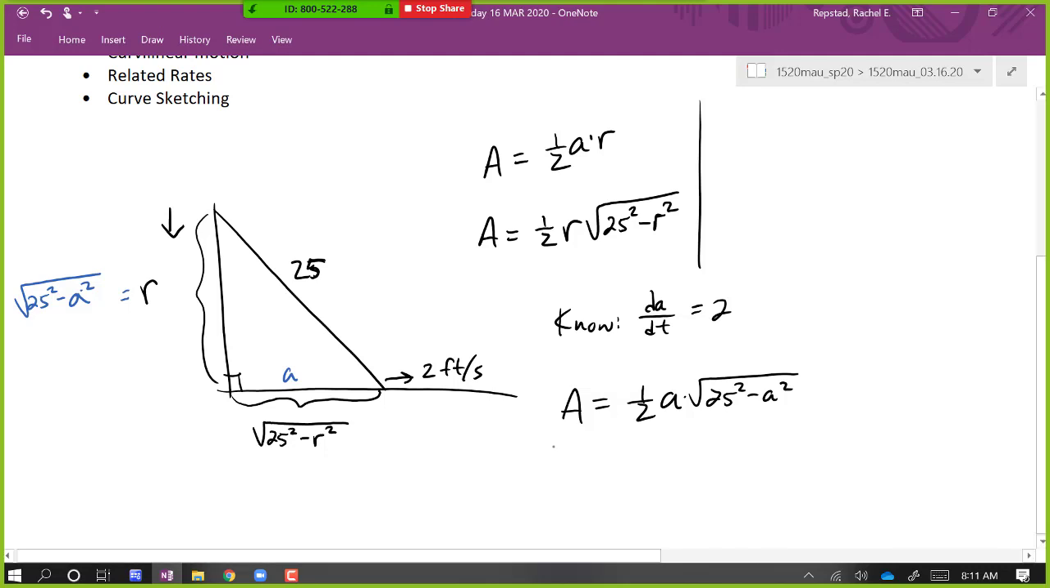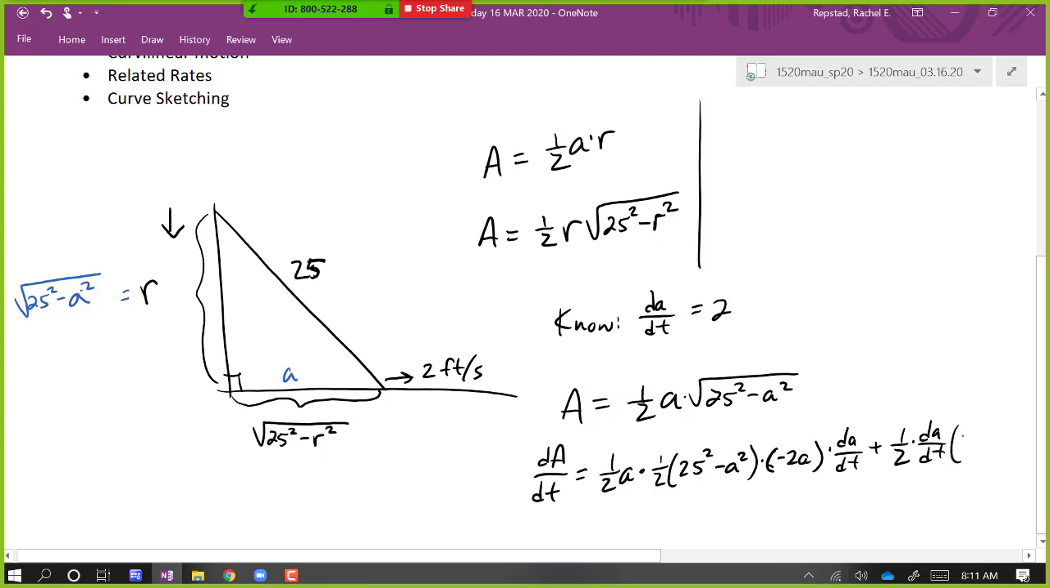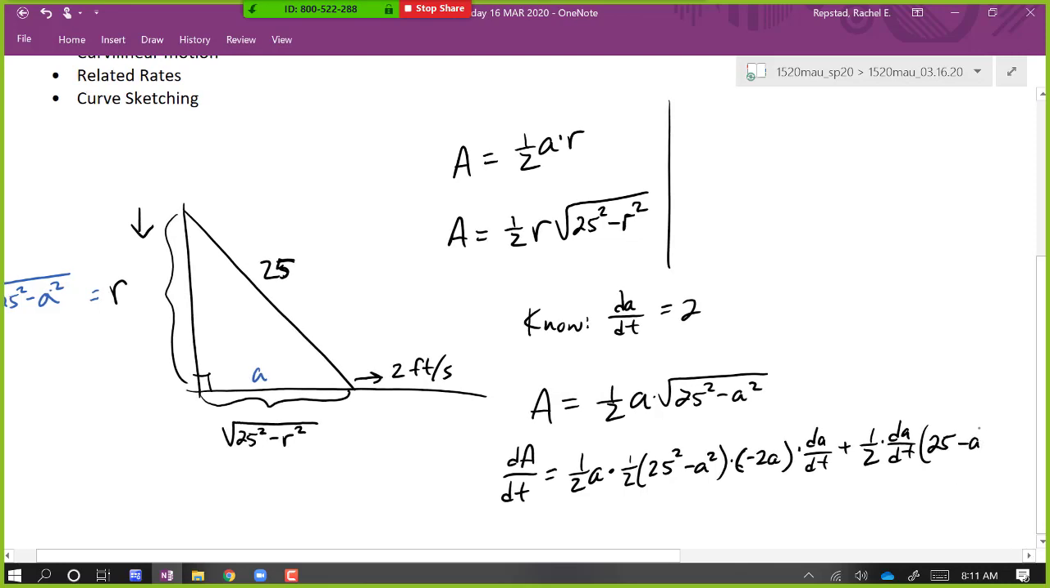So if we differentiate the side, we'll need the product rule on the right side. But we'll get something like dA/dt is equal to 1/2 a times the derivative of that stuff. So that's the 1/2 power. So it'll be 1/2 times 25 squared minus a squared times negative 2a da/dt, plus the derivative of the first, which would be 1/2 times da/dt times the stuff to the 1/2 power. Oh, that's a negative 1/2 power there.